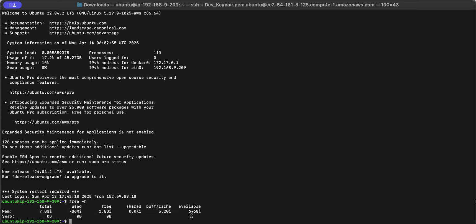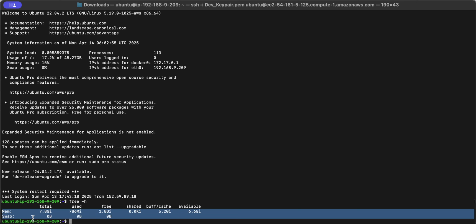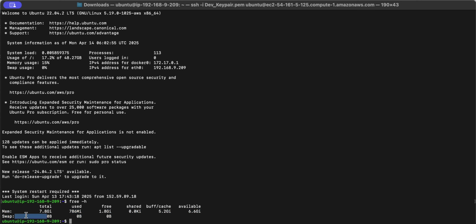I will cover these parts later, like how to assign a memory as swap, or how to clear this buffer cache. I will cover that part later.